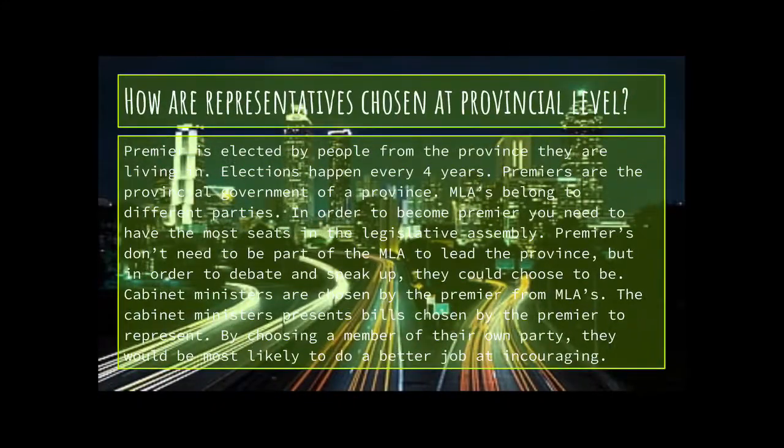How are representatives chosen at the provincial level? The Premier is elected by people from the province they are living in. Elections happen every 4 years. Premiers are the provincial government of a province. MLAs belong to different parties. In order to become premier, you need to have the most seats in the Legislative Assembly.